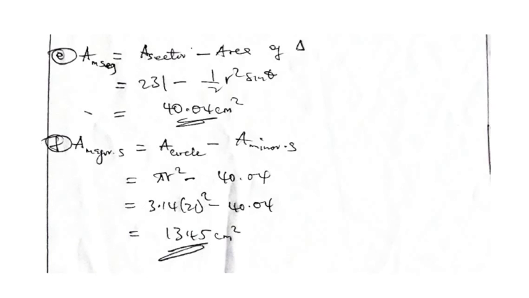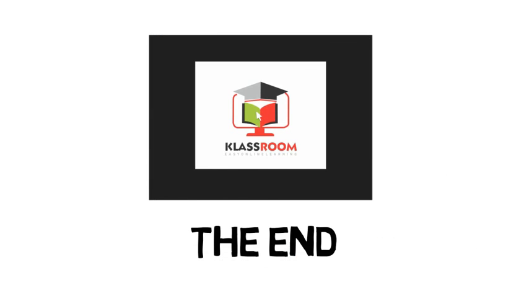F, area of major segment. The area of major segment is given as area of circle minus area of minor segment. That is pi r squared minus 40.04, which is (22 over 7 times 21 squared minus 40.04) centimeters squared. That brings us to the end of the topic, circle.